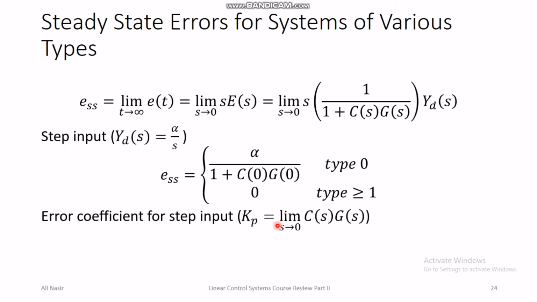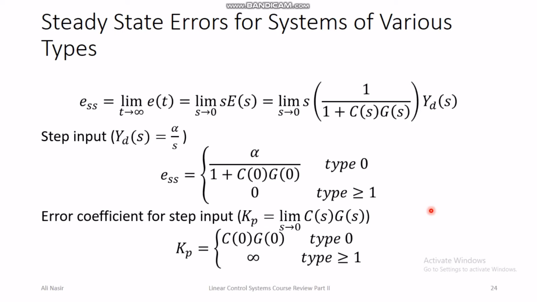So there is an error coefficient for step input, which is defined as limit s approaches 0 of C(s) G(s), which is this part in the error. So this is the error coefficient. You can see that error itself is inversely proportional to the error coefficient, and the error coefficient for type 0 systems is C0 G0, and for type 1 and greater systems the error coefficient is infinity. So imagine that if this was infinity, then alpha over 1 plus infinity will be 0. So that is why the steady state error is 0 for systems of type 1 and greater types.